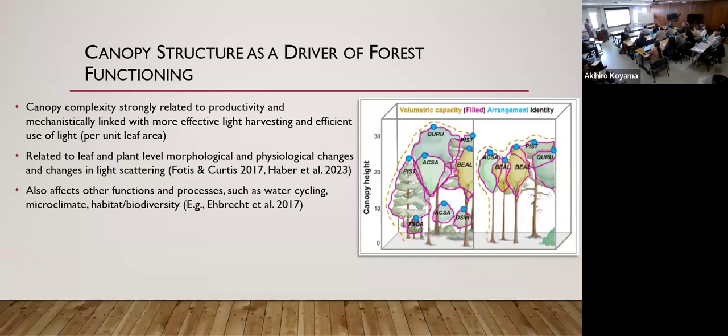So in all of these studies, what we found is that canopy complexity is strongly related to forest productivity. Part of that is that it's more effective at harvesting light, but it's also more effective at using that light to drive productivity. So light use efficiency is higher in a more complex canopy. And that per unit efficiency of using light to drive NPP is higher in complex canopies. It has to do with leaf level changes in morphology, physiology, biochemistry that we've studied in a bunch of subsequent papers that looked at how trees change their leaf traits in response to having a more complex canopy. So you get more light scattering within the canopy volume. The trees respond to that by altering their leaf structure and physiology to take advantage of that.